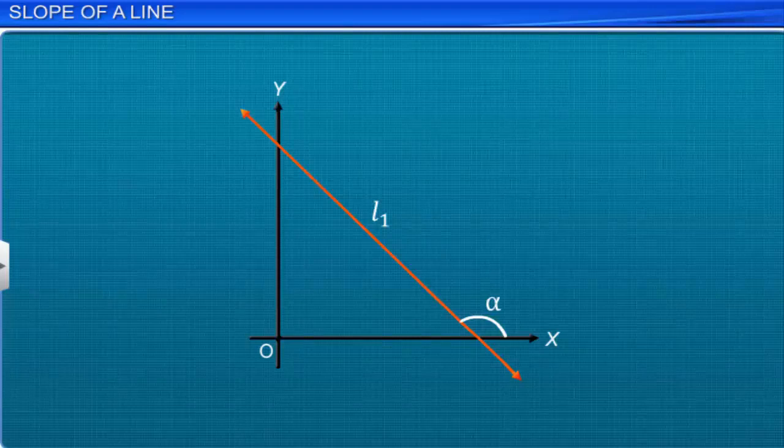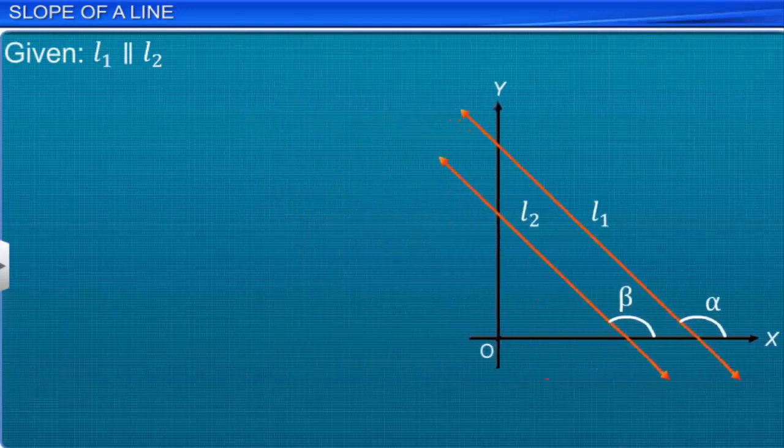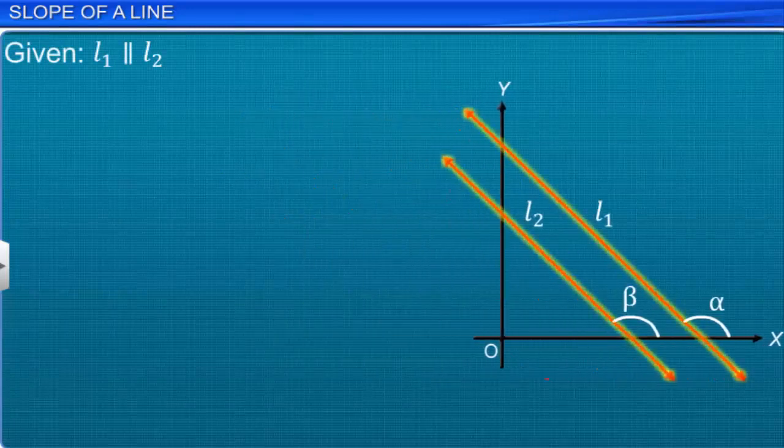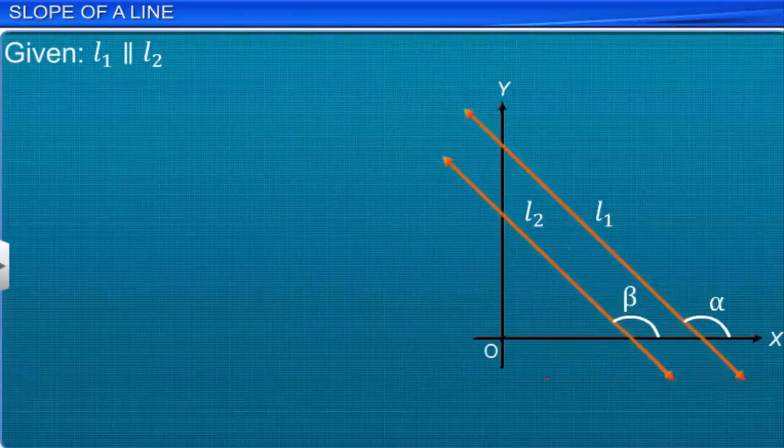Let us see if there is a relationship between the slopes of parallel lines. Here are two non-vertical parallel lines, L1 and L2, having inclination alpha and beta, respectively. If lines L1 and L2 are parallel, their inclination must be the same. Thus, angle alpha is equal to angle beta. Since angles alpha and beta are equal, tan alpha is equal to tan beta.